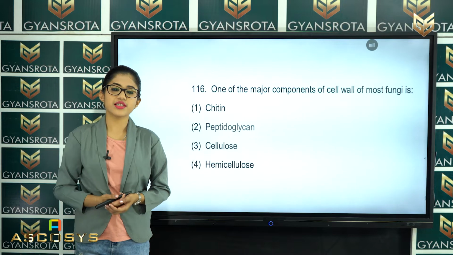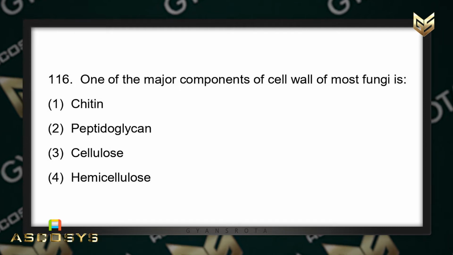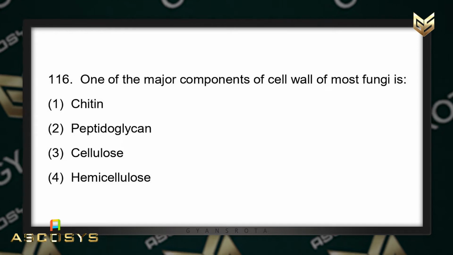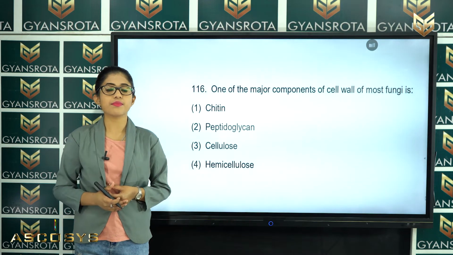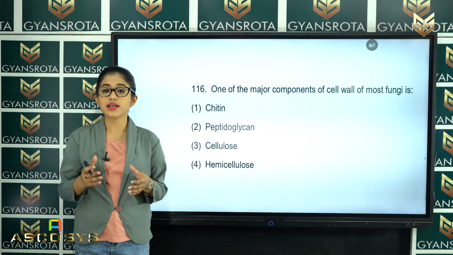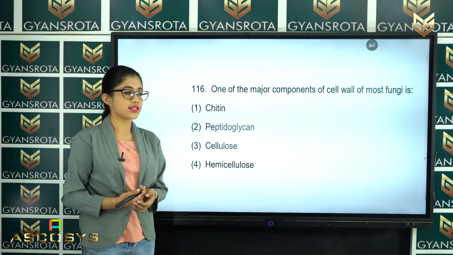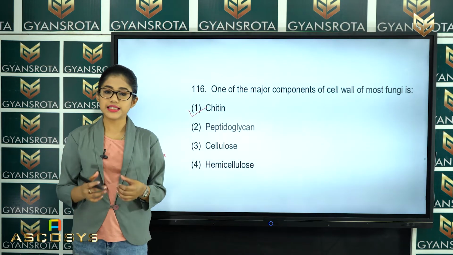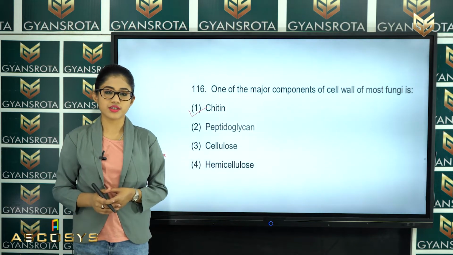Now the next question is question number 116. One of the major components of the cell wall of most fungi is chitin, peptidoglycan, cellulose or hemicellulose. Well, we have discussed the cell wall composition of fungi in the chapter Plant Kingdom. So the answer is chitin, which is option number 1. Now, let's move on to the next question.